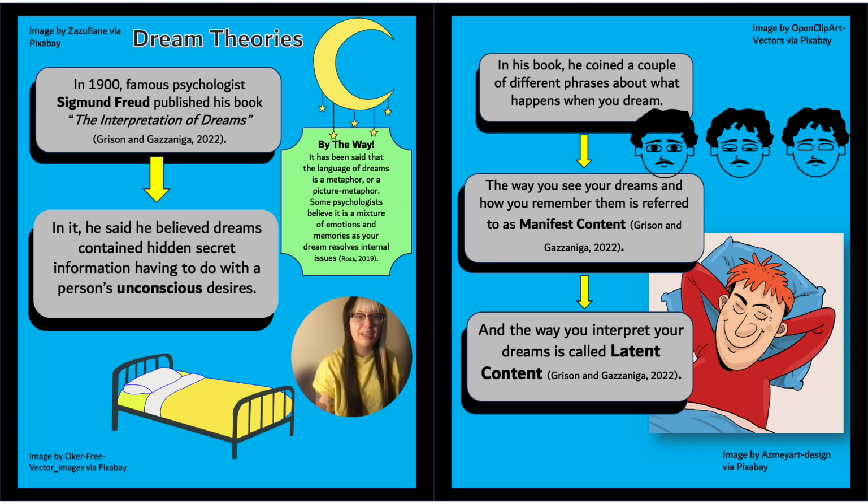Dream theories. In 1900, famous psychologist Sigmund Freud published his book, The Interpretation of Dreams. In it, he said he believed dreams contained hidden secret information having to do with a person's unconscious desires. By the way, it has been said that the language of dreams is a metaphor or a picture metaphor. Some psychologists believe it is a mixture of emotions and memories as your dream resolves internal issues. In his book, he coined a couple of different phrases about what happens when you dream. The way you see your dreams and how you remember them is referred to as manifest content, and the way you interpret your dreams is called latent content.